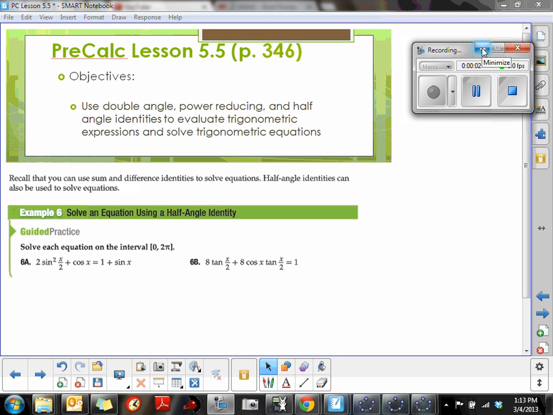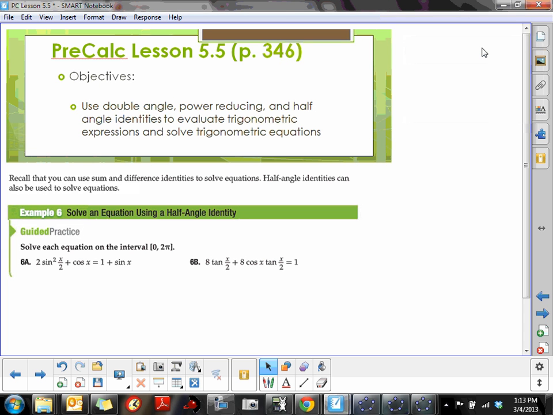Okay, the next example we're going to do is use our half-angle identities to solve an equation on the interval from 0 to 2 pi. So we look at our equation, we have 2 sine squared of a half angle plus cosine of x equals 1 minus sine of x.